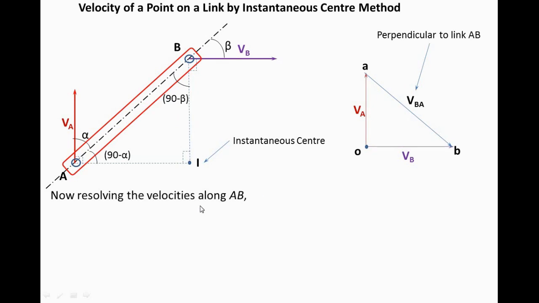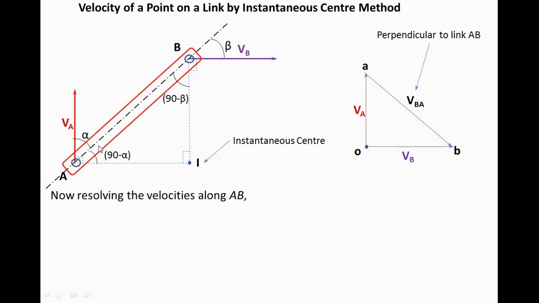Now I am going to resolve the velocity VA along AB and the velocity VB along AB. As we can see, this one will be a right angle triangle, and this one is also a right angle triangle. If you join these two and draw a perpendicular, here you will get a right angle triangle. This one is the adjacent side, and this one is also an adjacent side.